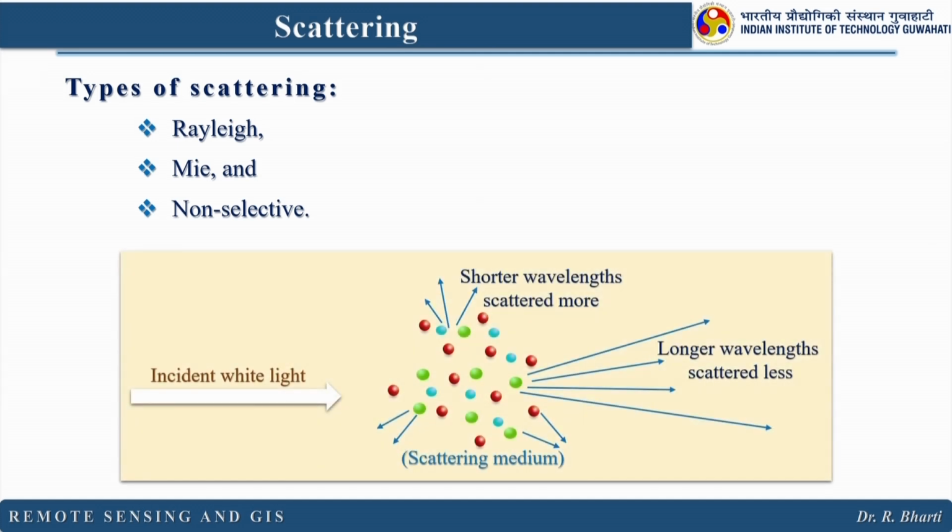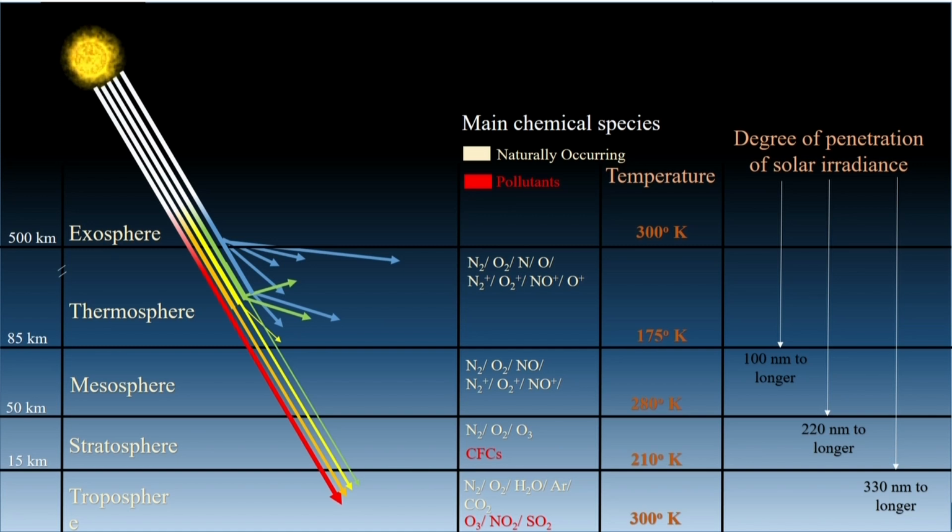This is one image where you can understand what is happening in the atmosphere. You have a scattering medium, which can be because of gases, dust, or water vapor present in the atmosphere. Here you can see the different layers of our atmosphere, with different types of gases present and some pollutants also, which interact with our incoming radiation and modify it.